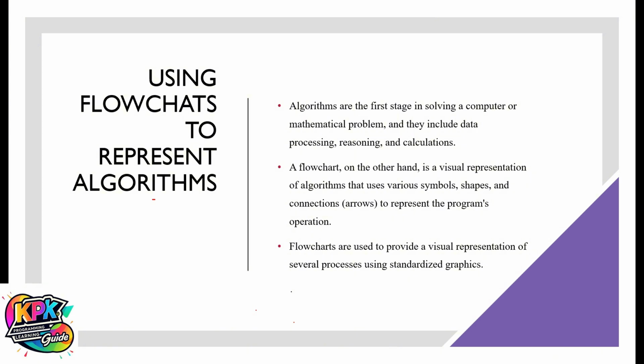Okay, so first we mentioned that algorithms are the first stage in solving a problem, be it a computer, mathematical, or whatever problem it is. Algorithms are the first stages that you take to solve the problem. And then we said that algorithms are step-by-step approaches that we take to solve a bigger problem, or any problem. A flowchart, on the other hand, is a visual representation of an algorithm which uses symbols, shapes, and connections to represent operations.